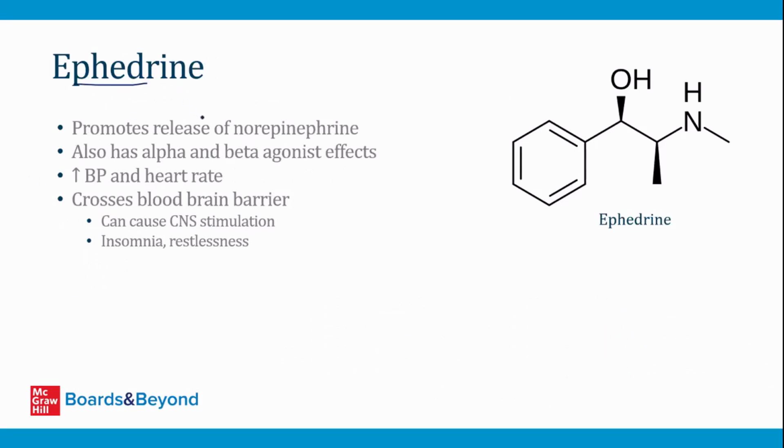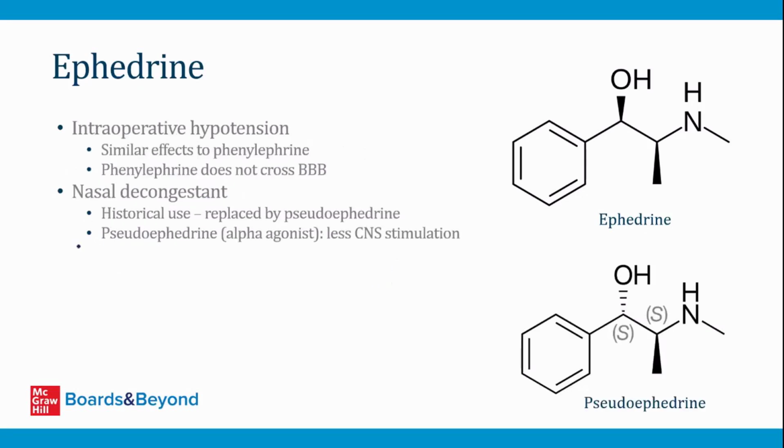The way ephedrine works is it promotes the release of norepinephrine from neurons. It also has some direct alpha and beta agonist effects in addition to this indirect effect here. So because it increases activity of the sympathetic system, it's going to raise the blood pressure and the heart rate. It also crosses the blood-brain barrier, so it can cause central nervous system stimulation, and this can lead to symptoms like insomnia and restlessness.